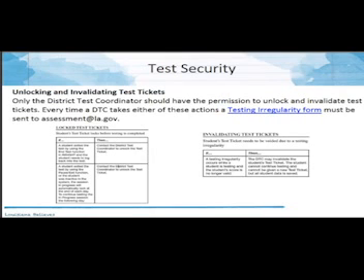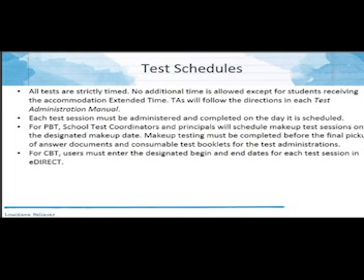Unlocking and invalidating test tickets have some procedures, and they are on this slide, but they are straight from the manual. So in the event you need to unlock or invalidate a test ticket, invalidate meaning void, then you'll need to use these directions to do that. If you do need to do this, remember you need to fill out a testing irregularity form.